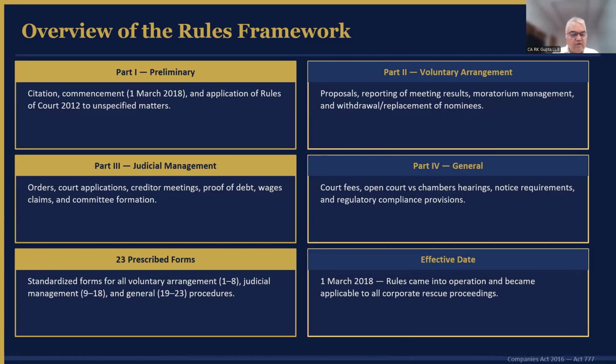There are standardized forms for all: voluntary arrangements 1 to 8, judicial management 9 to 18, and general 19 to 23, which covers the general procedures. Effective date is 1st of March 2018, when these rules came into operation and became applicable to all corporate rescue proceedings.